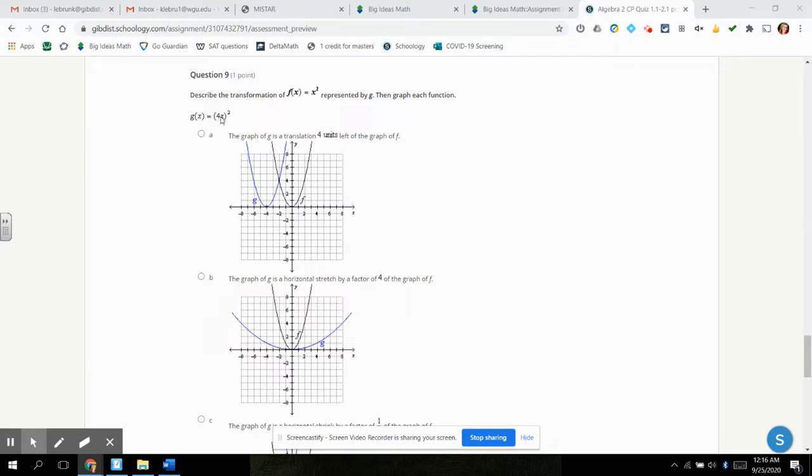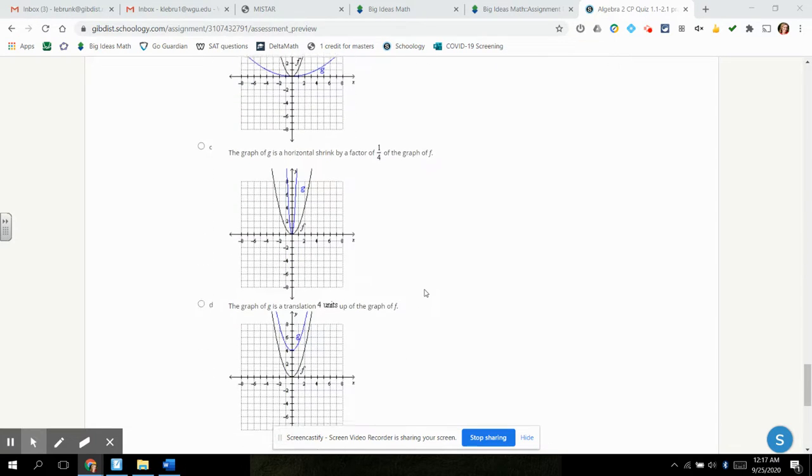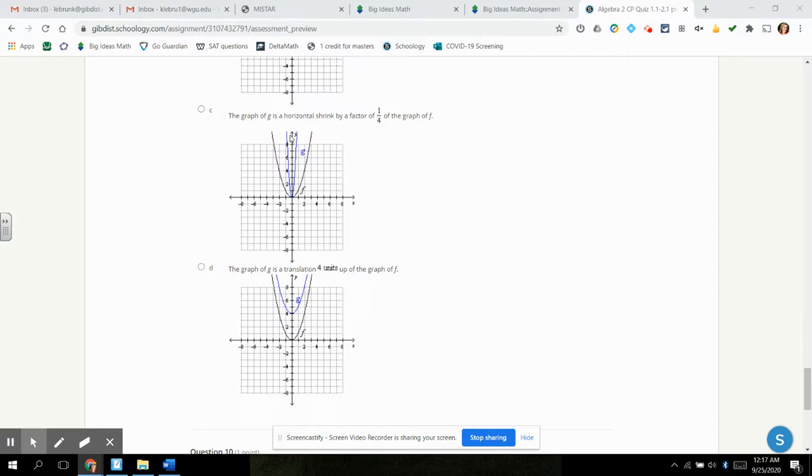Now remember, this right here, because it's inside and it's being multiplied, that's a horizontal shrink or stretch. But the horizontal always goes in as the reciprocal. So this was actually 1/4 before it was plugged into the equation. So it's 1/4, which means it's a shrink. And when you shrink horizontally, it actually gets skinnier. So your answer here would be C.